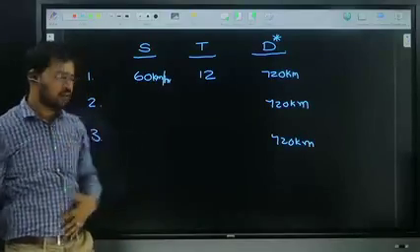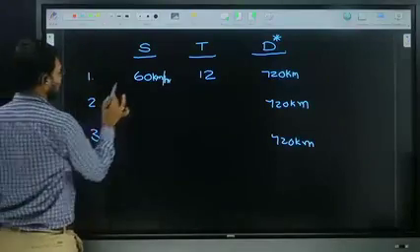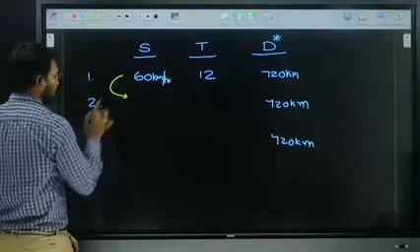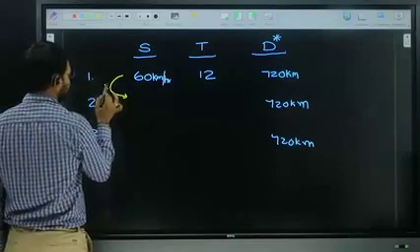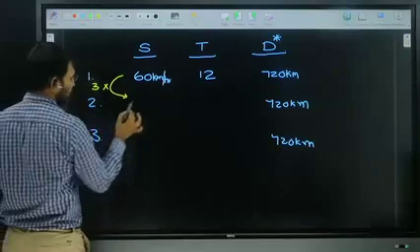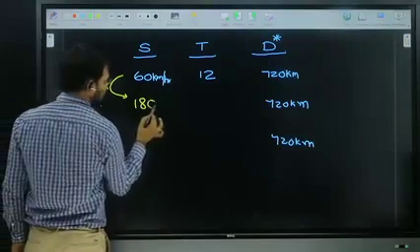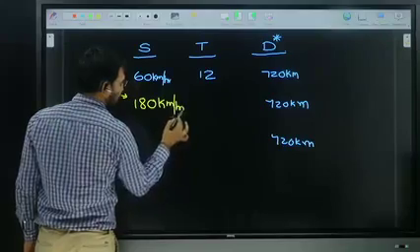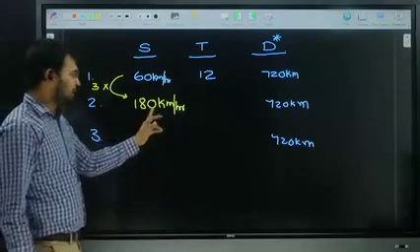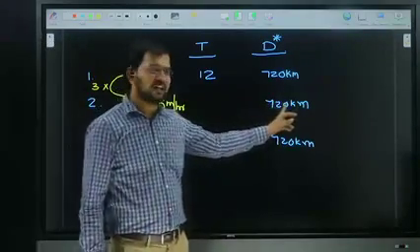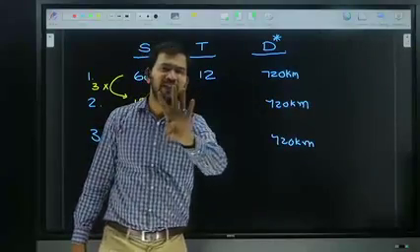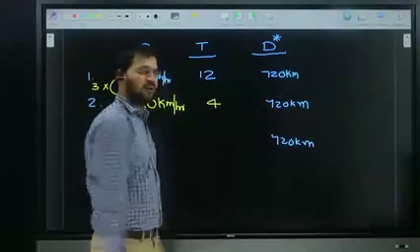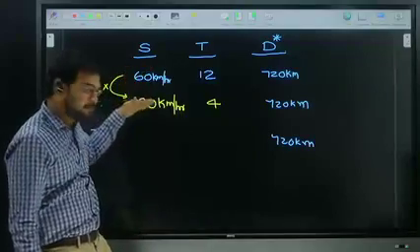In the next case, speed increases. Speed becomes three times. Speed becoming three times means speed becomes 180 kilometers per hour. With 180 kilometers per hour, to travel 720 kilometers distance, how many hours will it take? It will take 4 hours.